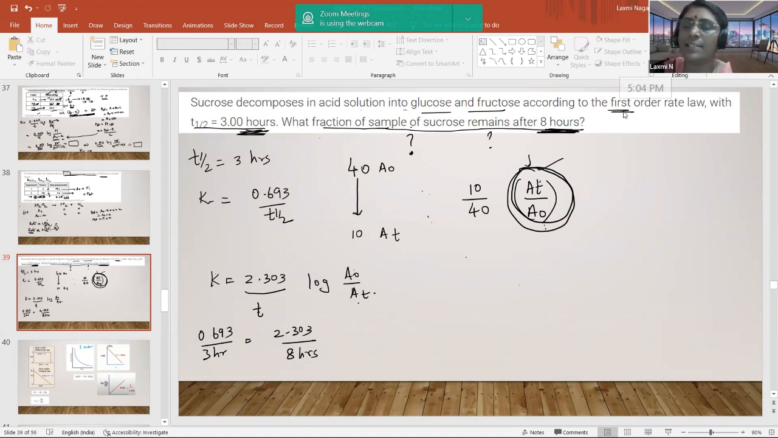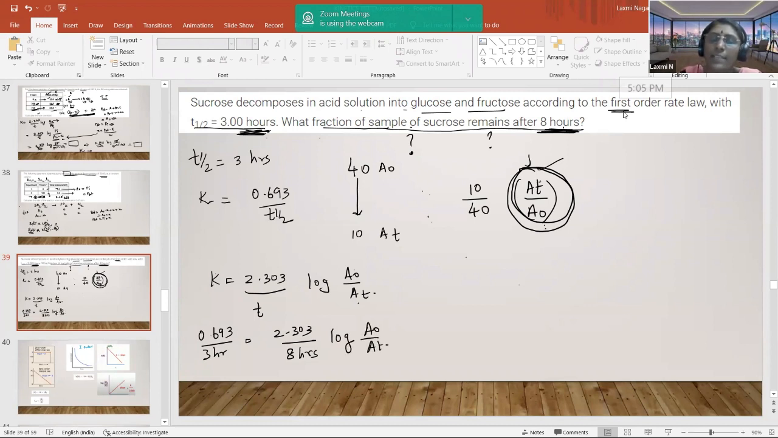It can be in seconds, hours. If they are given in hours, let them not complicate it by multiplying it with 60, 60 and all to make it into seconds. Nothing required. If it is hours, keep the other one hours. If it is decade also, you keep the other one as decade. So it should be, as far as possible, the largest unit of time, so that the calculations are not complicated. So log of a naught by a t.